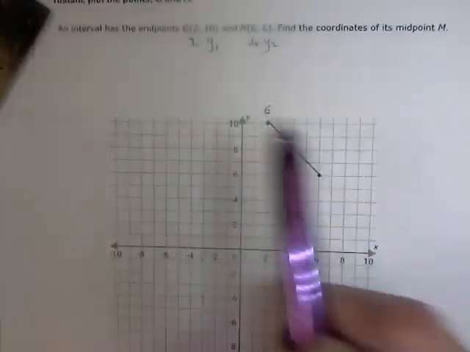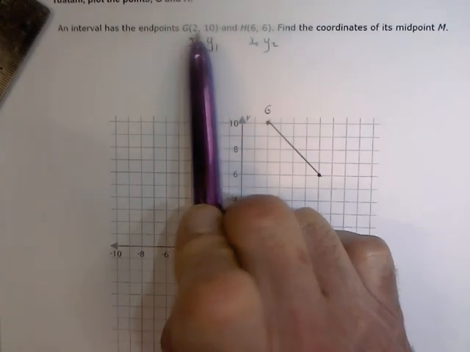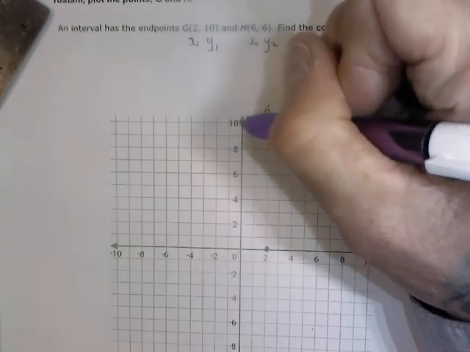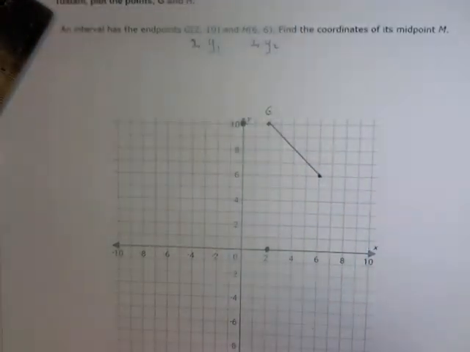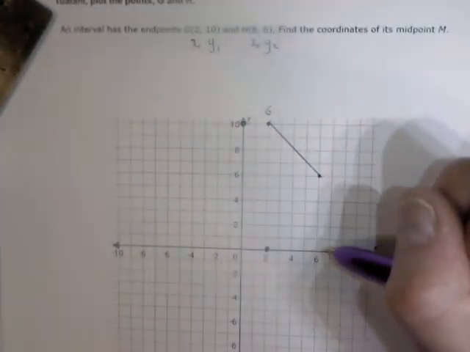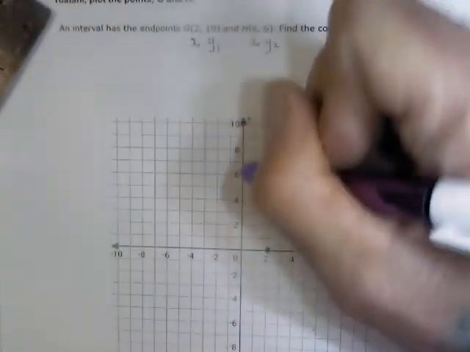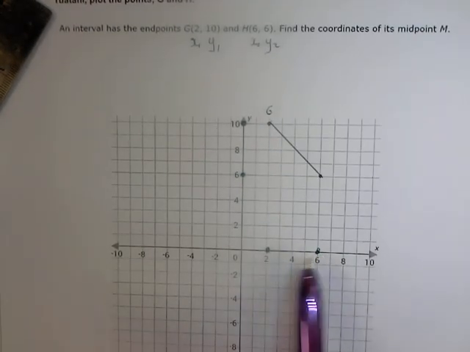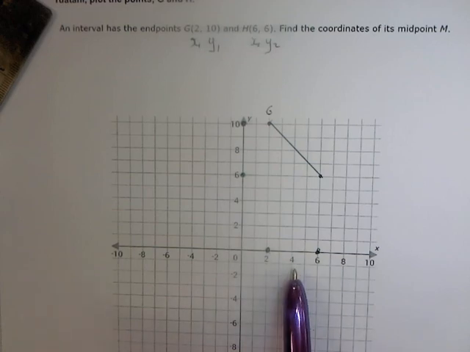Now, point G had a 2 and a 10. There is the 2, there was the 10. And point H had a 6 and a 6. So over here is my 6, and there is my other 6. So what we're asking is, well, what's in between 2 and the 6? Well, that is a 4. I can see that logically by just looking at the midpoint.